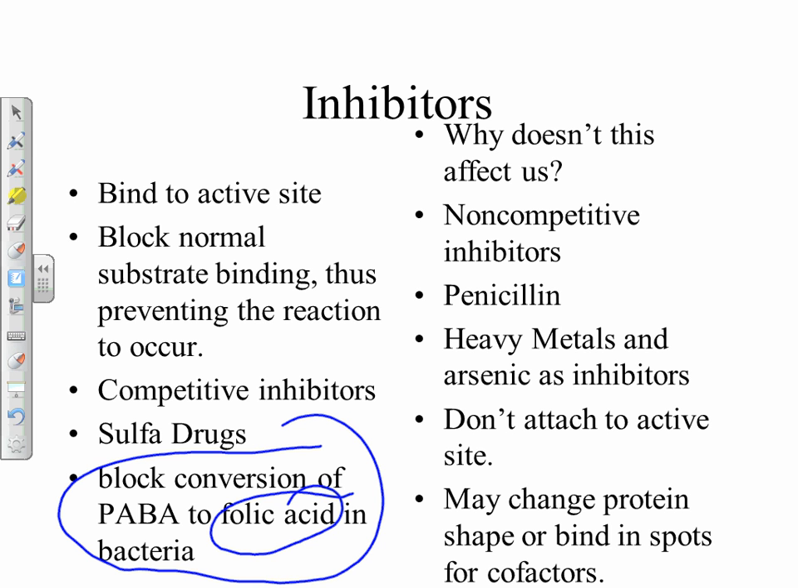Let's also talk about non-competitive inhibitors for a minute. They're not competitive, which means they don't bind where? Like the active site? They don't bind to the active site. They bind somewhere else. But the net effect is the same, which means what? When they bind to that enzyme, what happens? Nothing. They turn it off. They block it from working. They just don't stick to the substrate. They stick somewhere else. Maybe the most famous non-competitive inhibitor is penicillin.